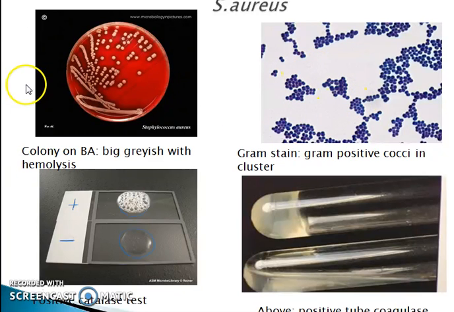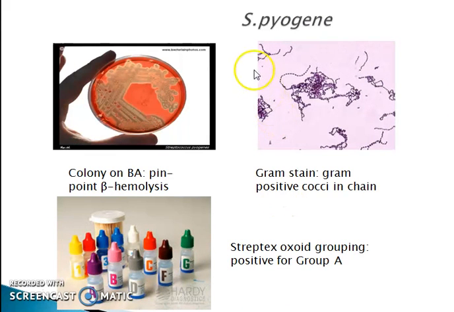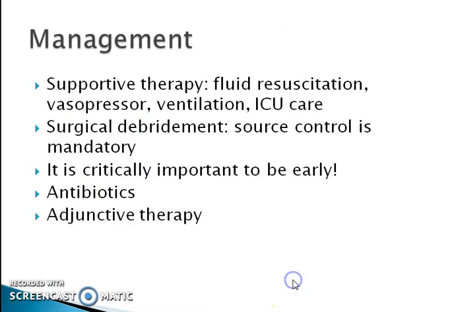We can see the colony on blood agar is big, greenish, with hemolysis, and the gram stain shows gram-positive cocci in clusters, a positive catalase test, and a positive tube coagulase test. For Streptococcus pyogenes, usually on blood agar, we can see pinpoint beta hemolysis with gram-positive cocci in chains, and streptococcal grouping is positive for group A.